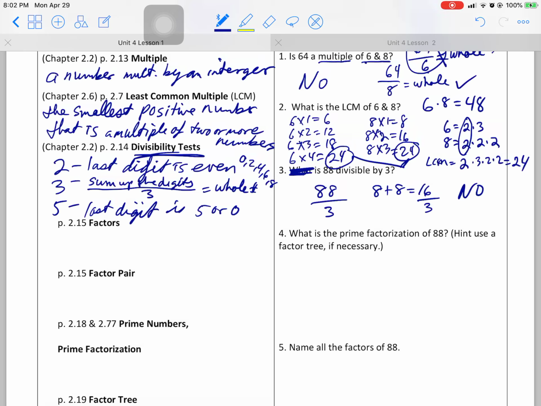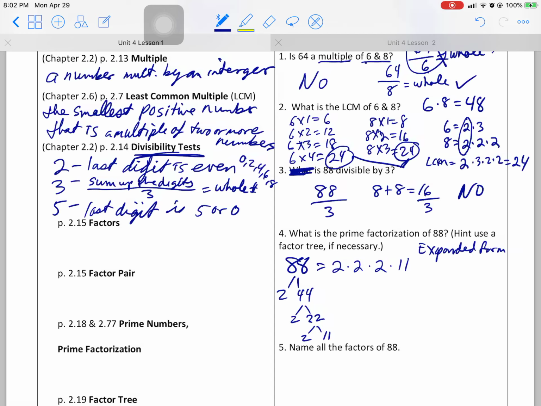Let's see. Factors. Prime factorization of 88. Well, 88 is divisible by 2. You can use your calculator. 88 divided by 2 is 44. Divided by 2 is 22. Divided by 2 is 11. There you go. You have a 2, a 2, a 2, and 11. That's the expanded form.